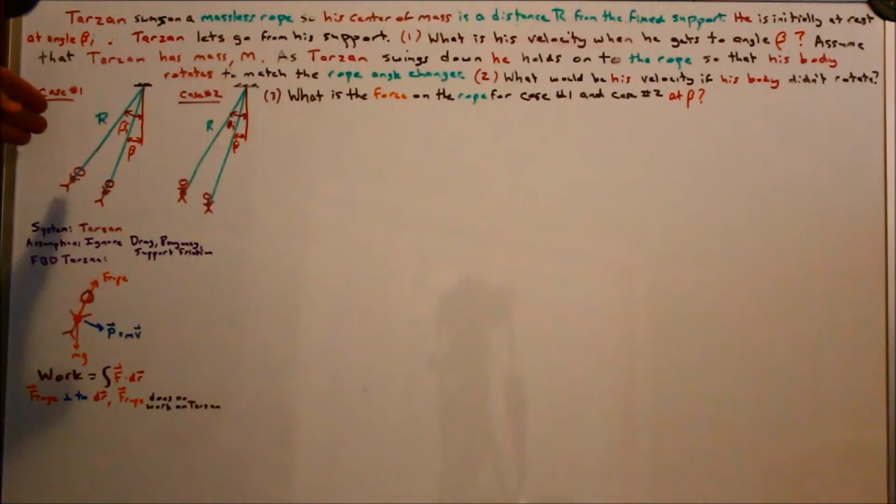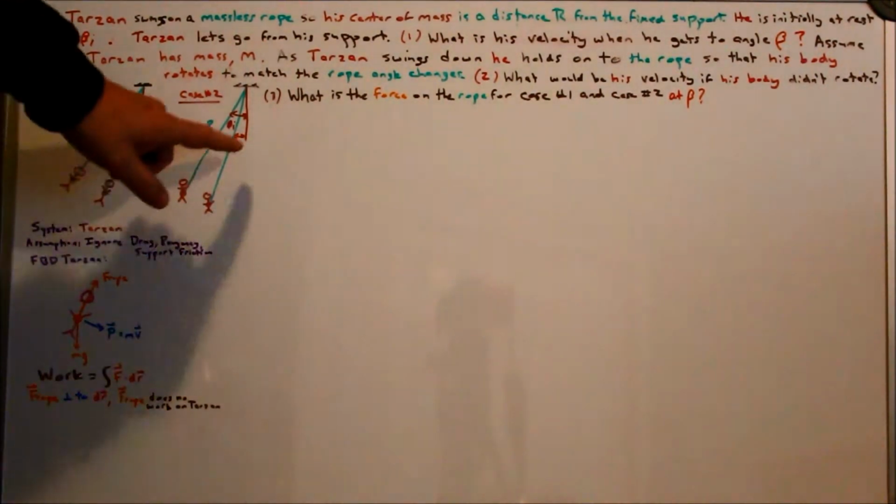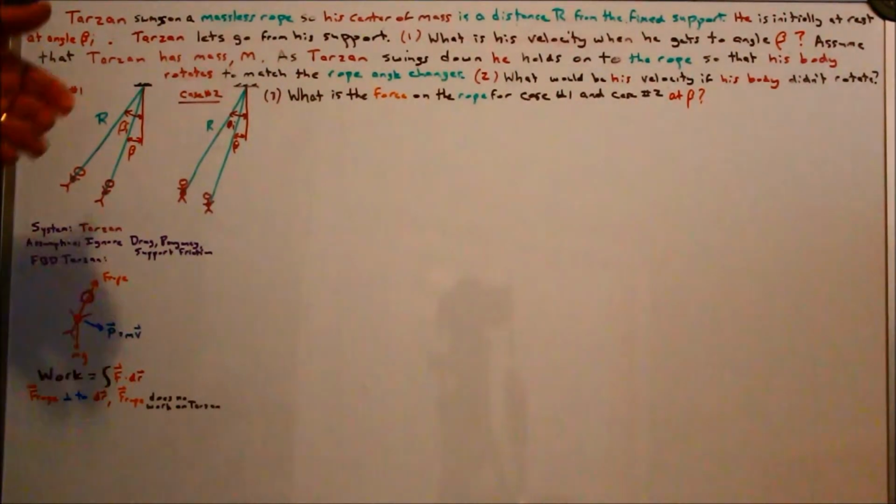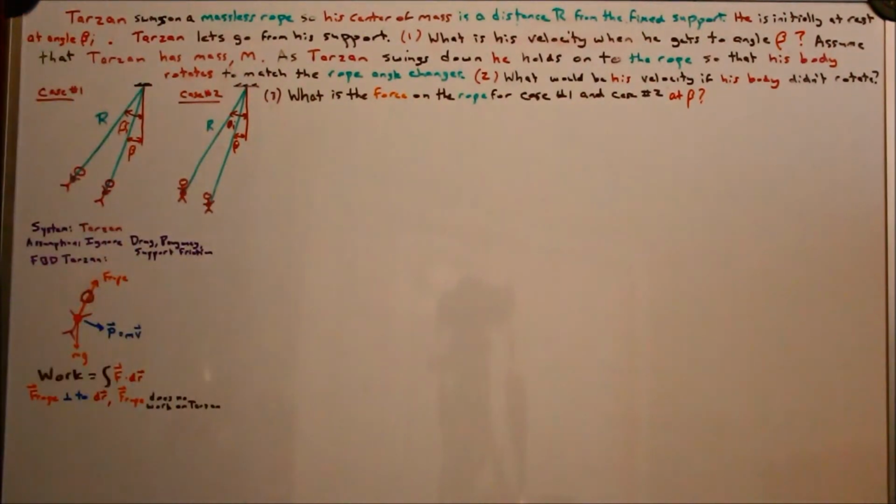The question doesn't ask anything about time, it just asks what his velocity is when he gets to here. With all these assumptions, if Tarzan lets go here and swings down, he'd come back to the exact same point, because there's no friction or air drag. So energy seems like a good way to go to solve this problem. Let's solve this problem using energy methods.